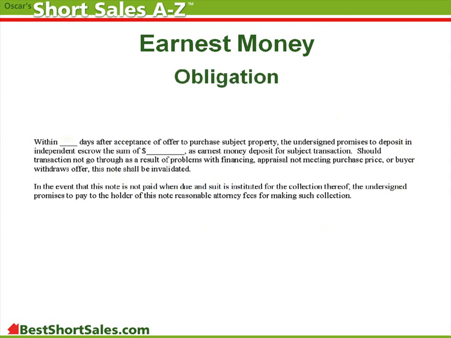Obligation. The note reads, within 90 days, the undersigned promises to deposit in independent escrow the sum of $1,000 as earnest money. The idea is to not tie up any money and to have a long time to deposit the earnest money. This value needs to match the purchase and sale agreement. As an investor, it is better to not tie up too much money, so $1,000 is more than plenty.